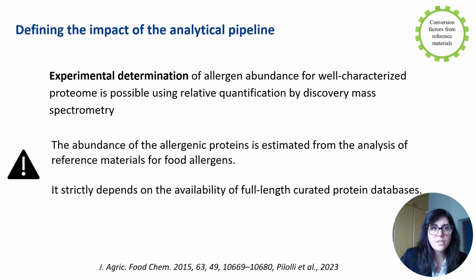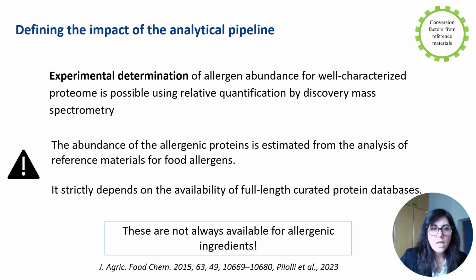When the food ingredient is less characterized, the allergen abundance can be determined experimentally by relative quantification by discovery mass spectrometry. This approach relies on the availability of reference material for food allergen analysis, which are actually becoming available to the analytical community. It also strictly depends on the availability of full-length curated protein databases, which unfortunately are not always available for food allergenic ingredients.